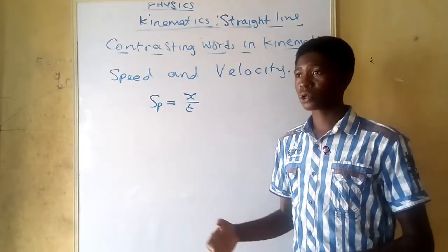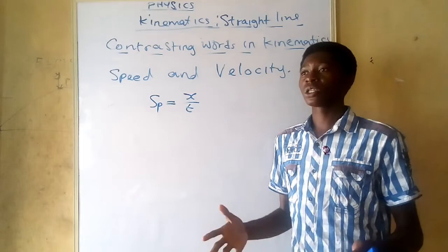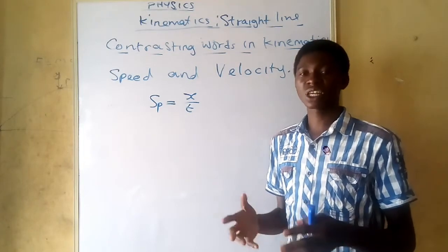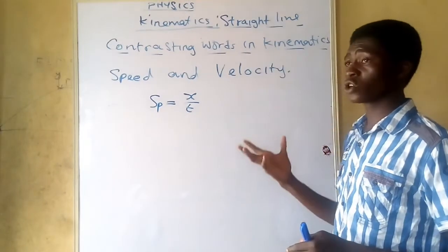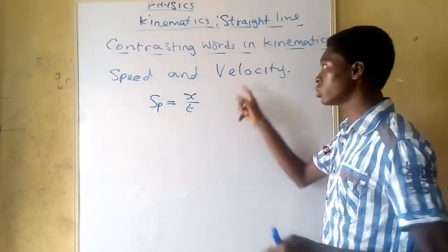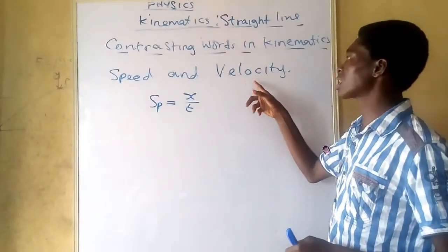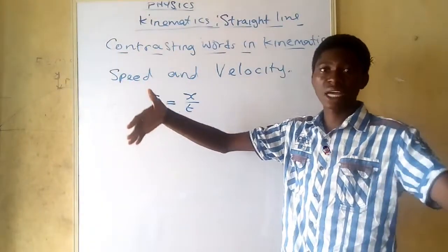Where did they go? Then I'll just tell you, okay, I saw them, but they were traveling at a constant speed of 10 meters per second. Now, the question you will ask me is, in what direction? So you need what? Velocity. Velocity will now tell you, okay, in this direction, in that direction, or whatever.